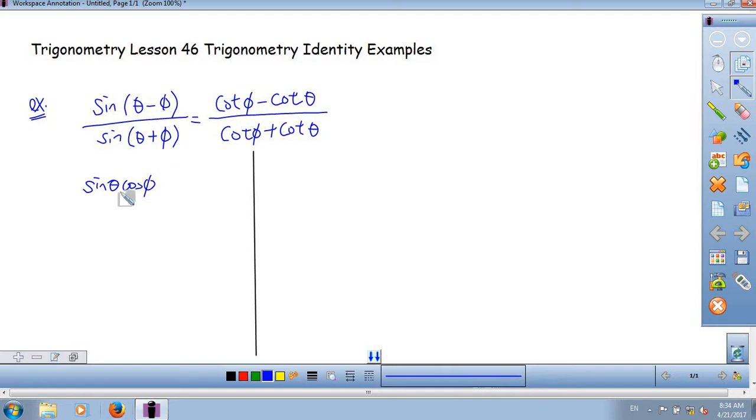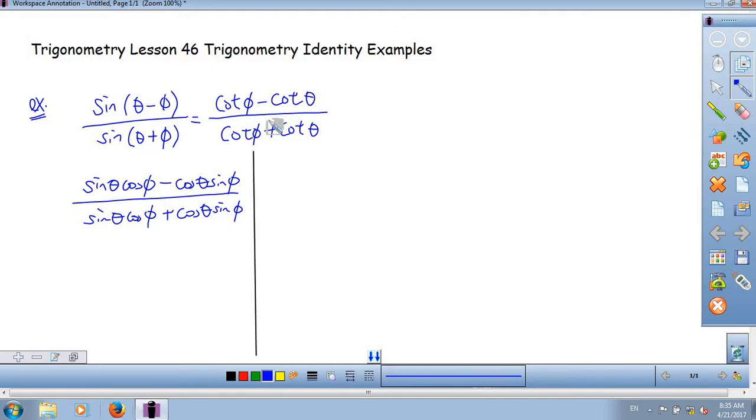So sine of theta minus phi is sine theta cosine phi minus cosine theta sine phi. Okay, that's the numerator. The denominator is going to be sine theta cosine phi plus cosine theta sine phi. So got to remember the formulas correctly, remember the signs. Alright, now this looks like a very complicated situation here. How do we go about simplifying this?